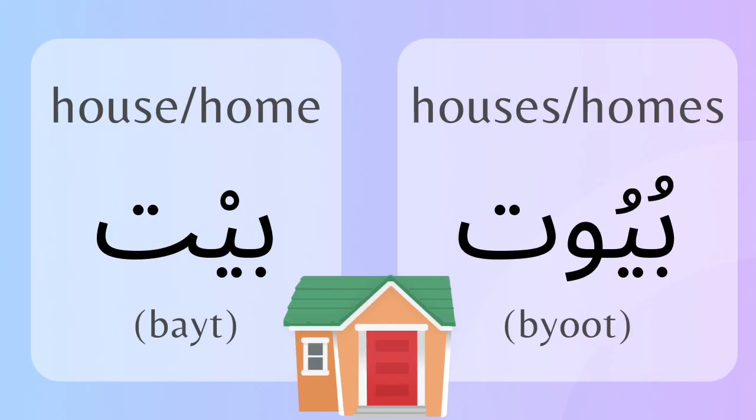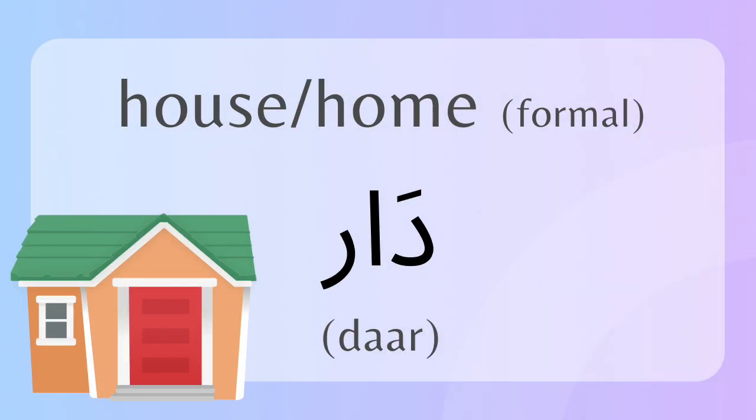House or home. بيت. The plural form, which is houses or homes, is بيوت. Now, another way to say house or home that is a little bit more formal is دار.